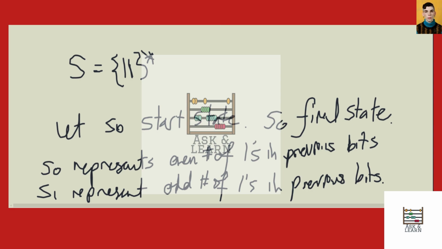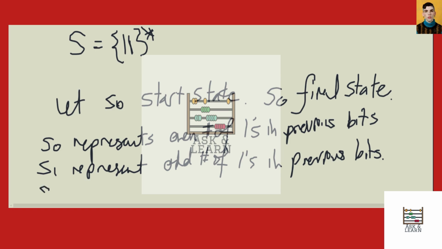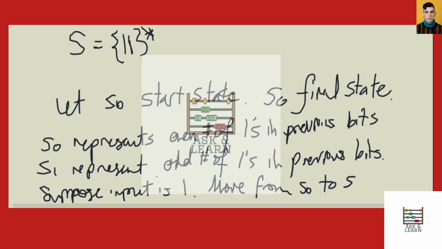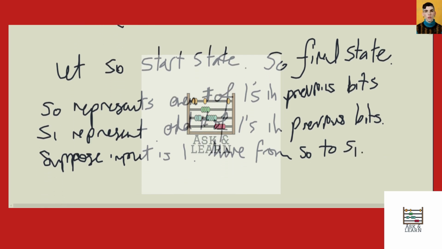Now let's think about the transitions. So suppose that the input is a 1. Then we're going to move from S0 to S1, because we started out with an even number of ones, and so now we're increasing by 1. This becomes an odd number of ones.